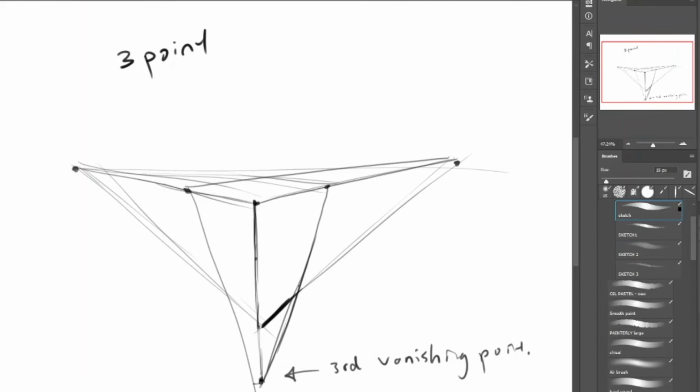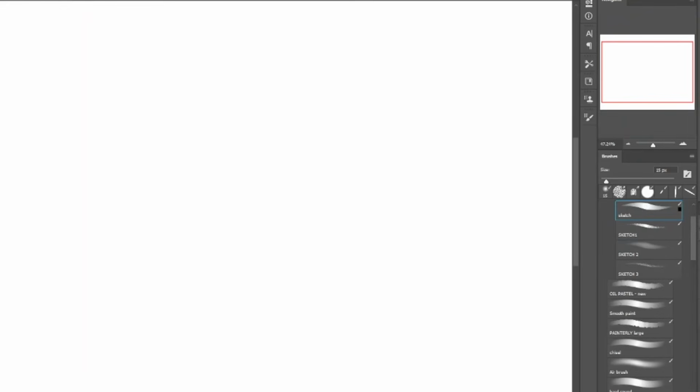And same thing, we're going to just trace over the outlines of the cube, and now you can see it's really coming together. It's looking like a very exaggerated perspective. And I'm just going to show you guys where you might be able to use 3-point perspective.